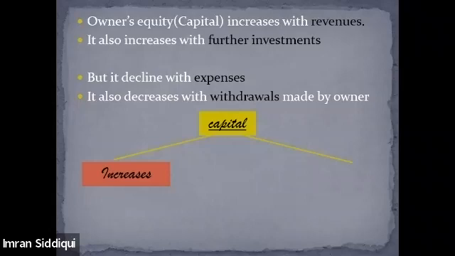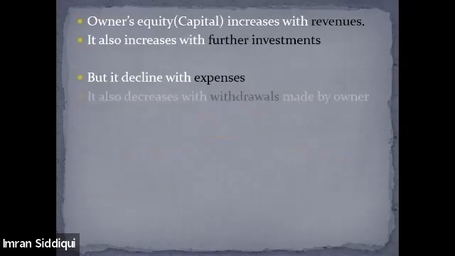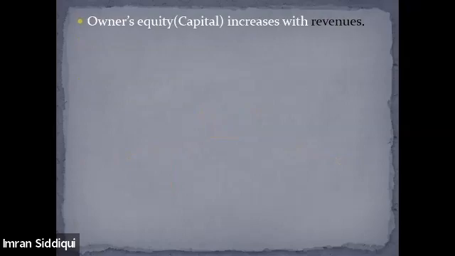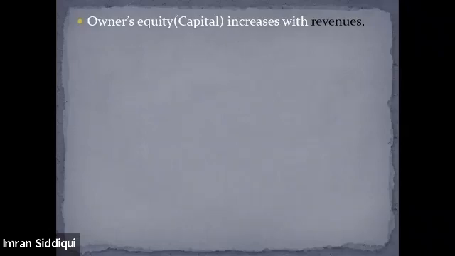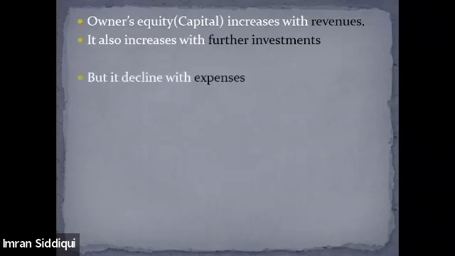And if further investment is made by the owner of the business, that also leads to an increase in the amount of capital. So capital belongs to the owner, which is also called owner's equity. It increases when the firm generates profit. It also increases when further investment is made by the owner of the business. But on the other hand, whenever expenses are incurred in the business, there will be a reduction in the value of the capital. Expenses cause a decline in the capital. Just like revenue increases the capital for the owner, expenses reduce the capital.